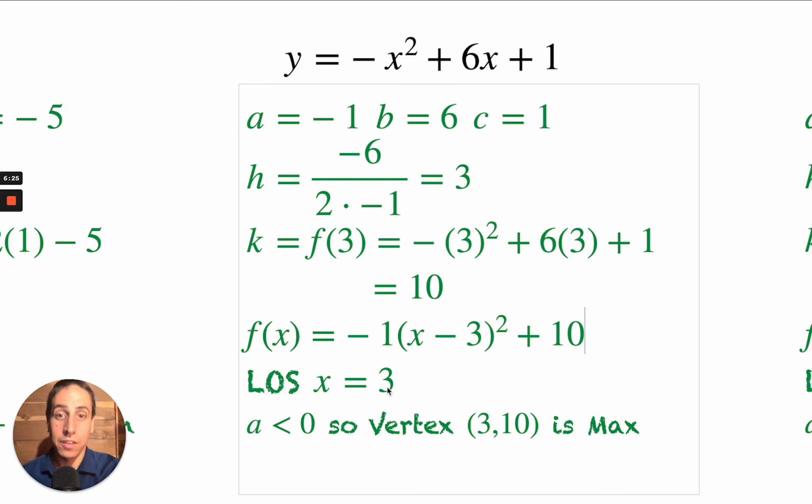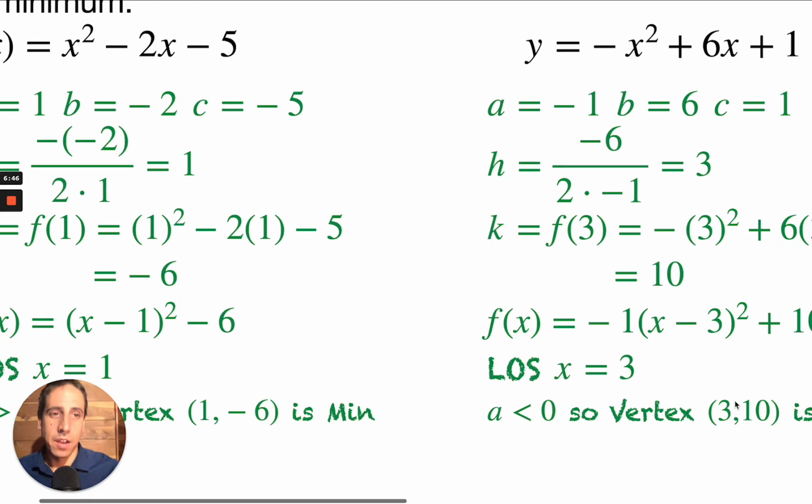The line of symmetry is going to be at x equals 3, just along the vertex where h is equal to 3. And since a is less than 0, it's a negative number, so the vertex is actually going to be a maximum, 3 comma 10. It's going to be an N shape. It's going to be opening downward, like the shape of an N, not the shape of a U.